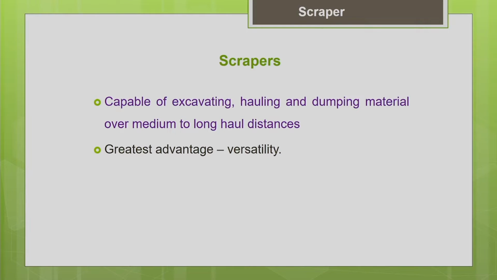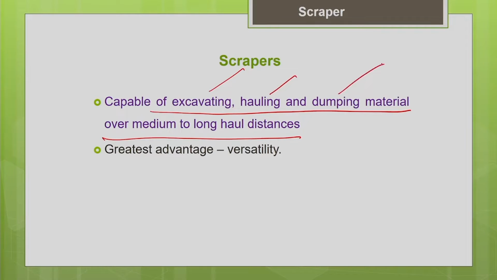So the scraper is capable of excavating, hauling and dumping material over medium to long haul distances. So, it can excavate, haul as well as dump. It can dump and spread the material in continuous operation. That is one advantage. It can uniformly dump and spread the material, say in windrows. So, you can have a uniform spreading of material to required thickness, very much suitable for the preparation of subgrade of the roads.